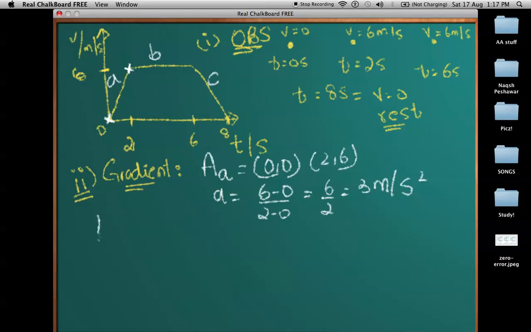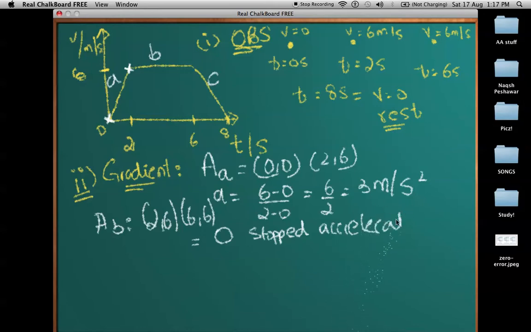Now, the gradient of part B. We all know the gradient of a straight horizontal line is always 0. If you want to calculate it, you can. The points would be 2, 6 and 6, 6. So if you want to check this, the gradient would be 0, which means it has stopped accelerating.